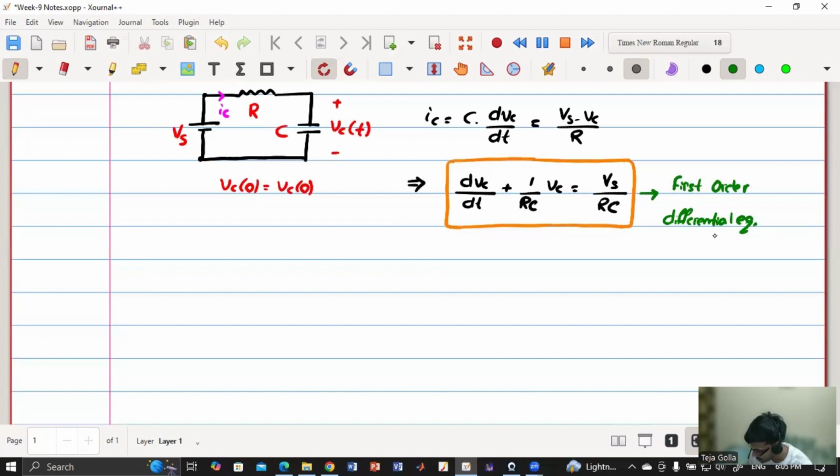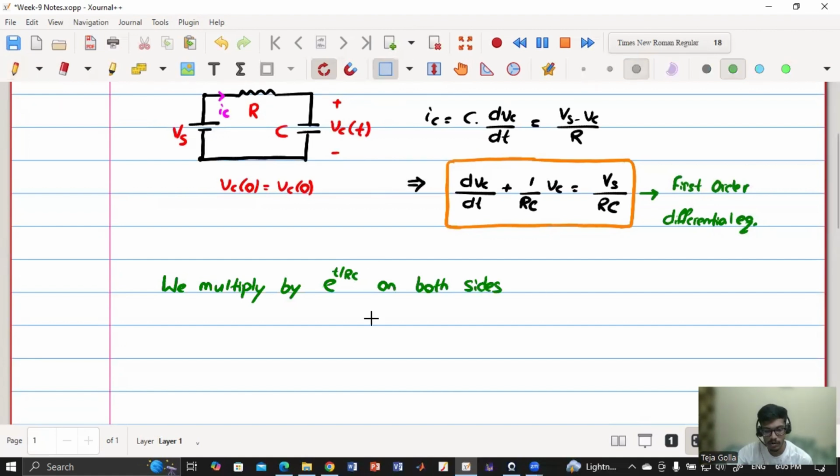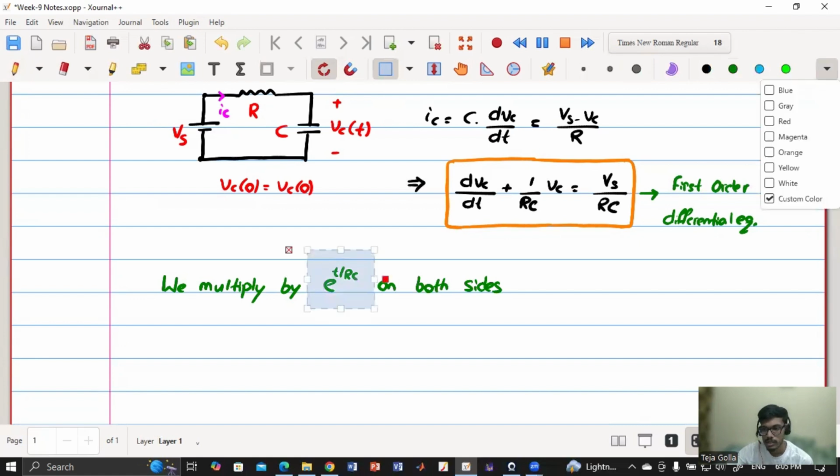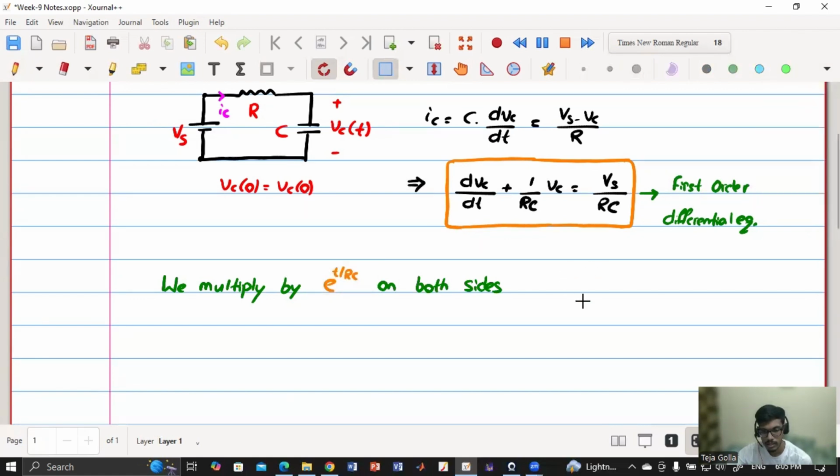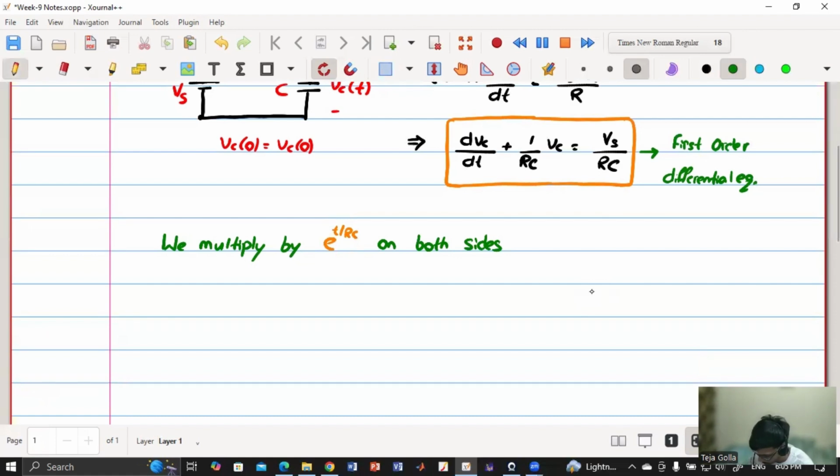In order to solve this, I'm not sure whether you are aware of how to solve first order differential equations. Basically, we multiply by e to the power t by RC on both sides. So on both the LHS as well as the RHS, we have to multiply by e to the power t by RC. And now the expression will become something like this.